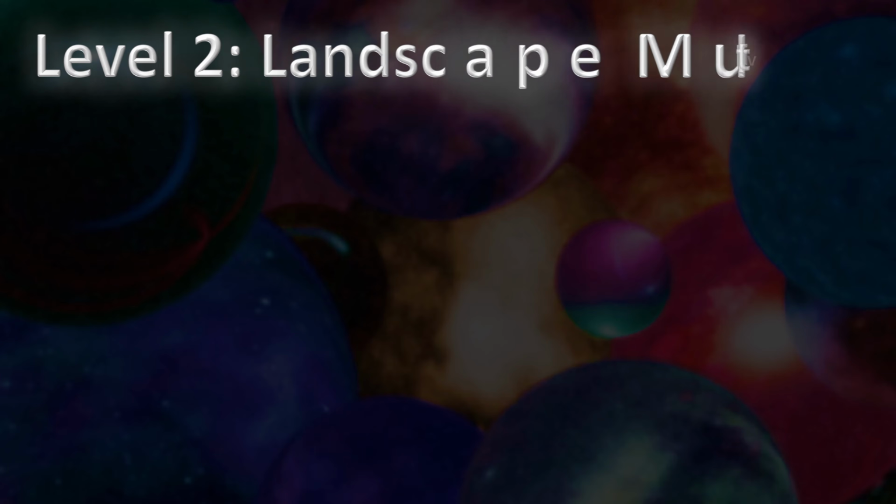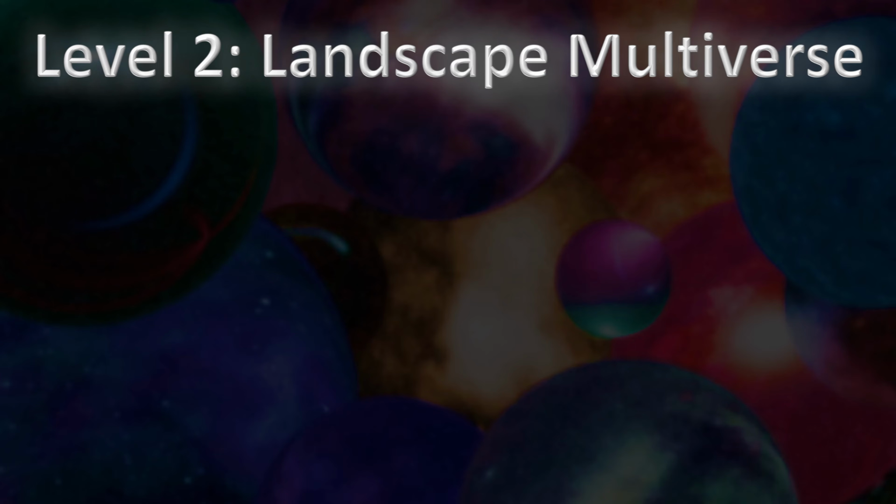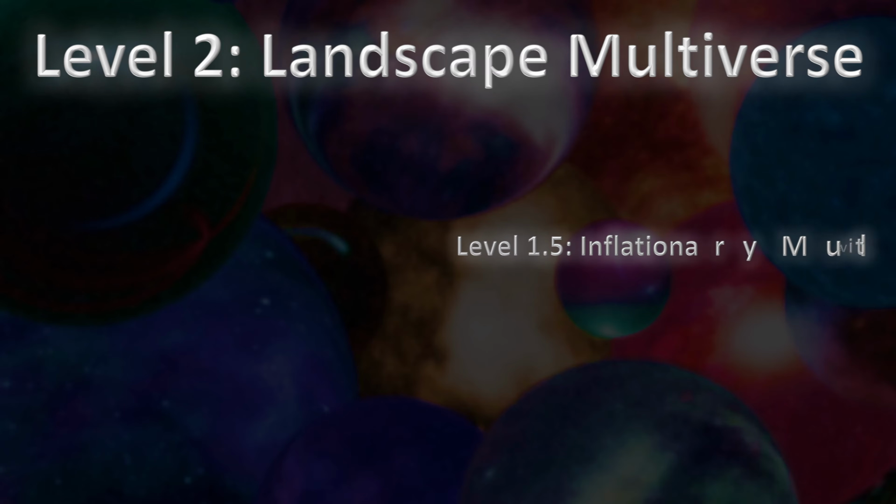Now for the level 2 multiverse that you all should be expecting, the Landscape Multiverse. If you wonder why you're expecting it, this is why. The level 2 multiverse, the Landscape Multiverse, is the merging of two other multiverse models. The first one we've already talked about in this video, and that was the level 1.5 Inflationary Model Universe. However, the second one is probably the most famous level 2 multiverse structure, and that is string theory.